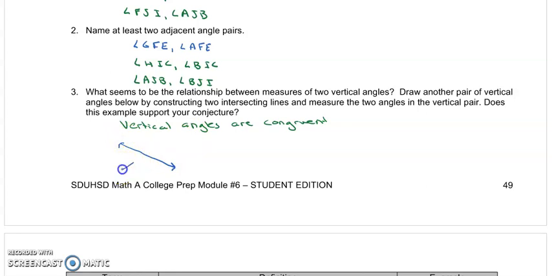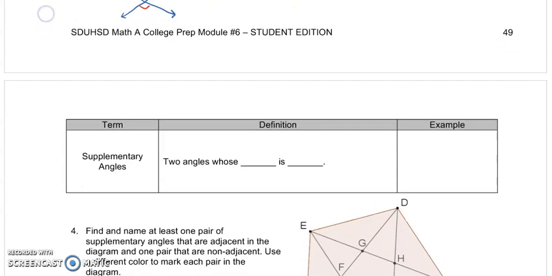Now, we can test this by giving ourselves another example. And if you use a straight edge, it's a little easier to tell. But we can notice that this angle right here and this angle right here, yeah, they look like they match. They look like they're the same degrees. So yes, this example definitely supports my conjecture. All right, we're going to do another vocabulary word on the next page. So let's go ahead and flip, called supplementary angles.